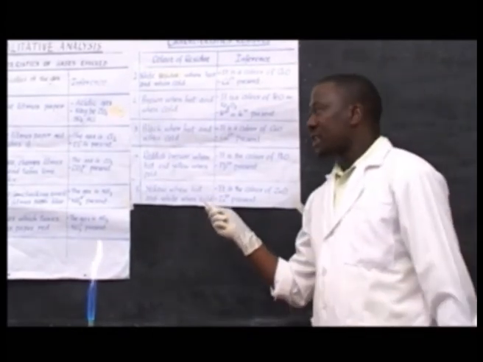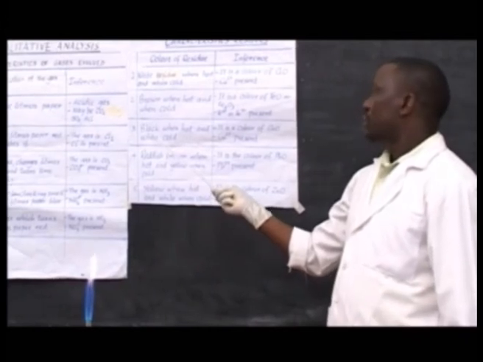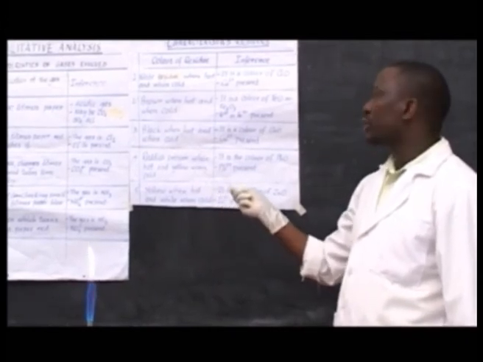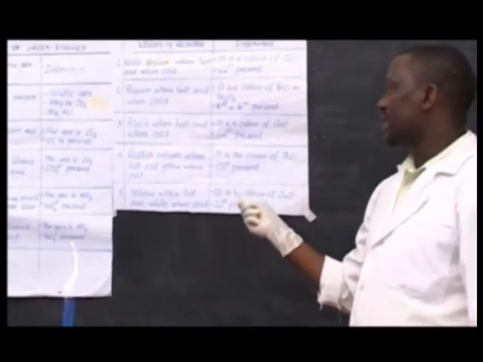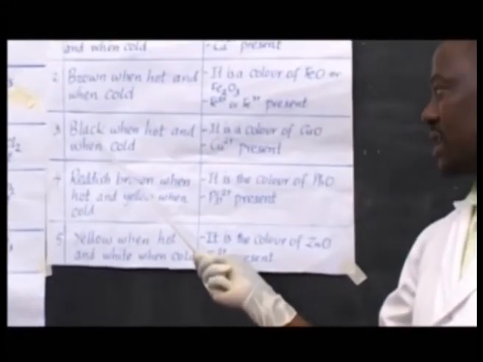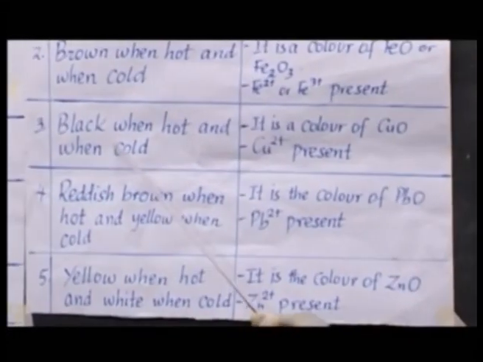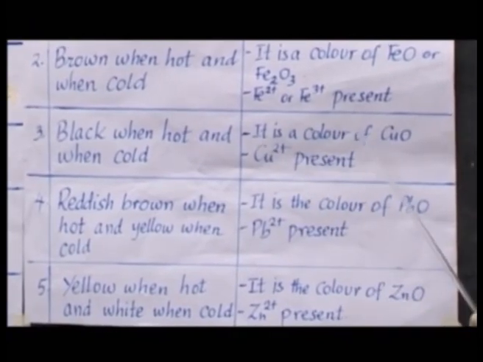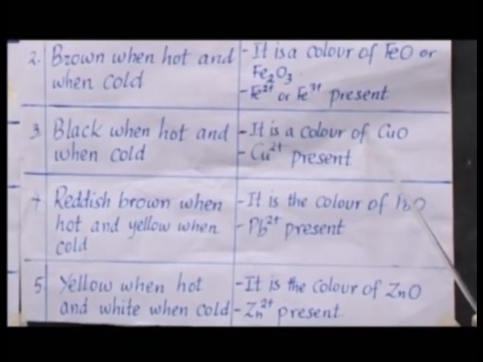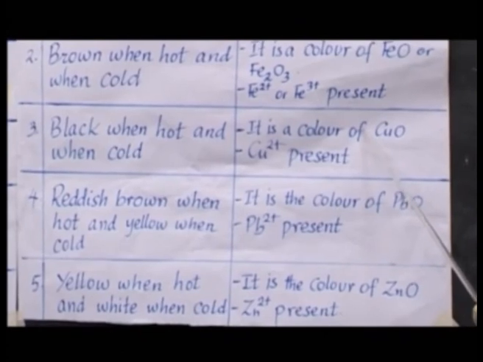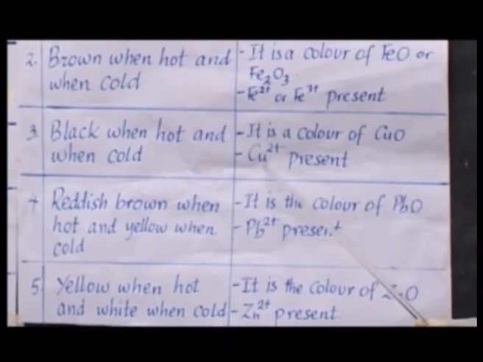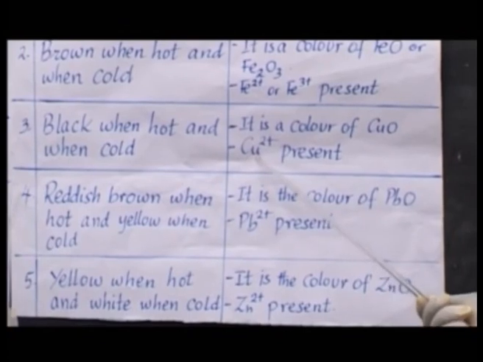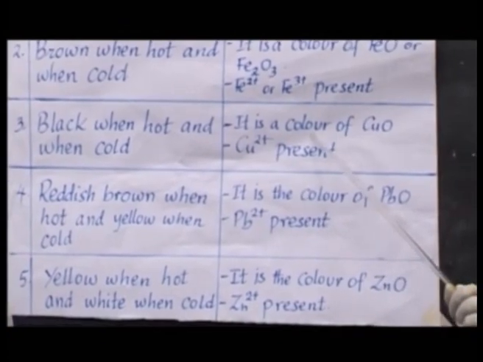The color of the residue was black when hot and remained black when cold. It suggests that it is the color of copper oxide, and copper 2 ions are present in the salt.